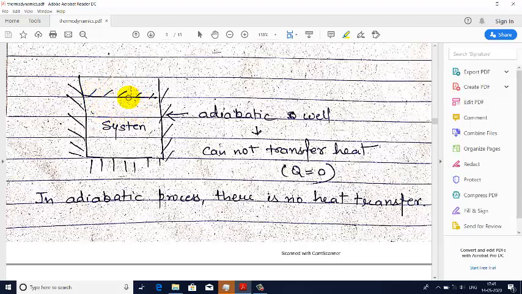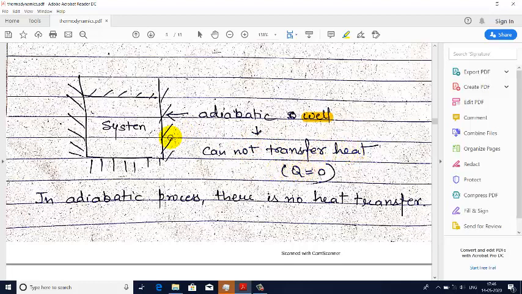In this lecture, I will first start with the adiabatic wall. What is an adiabatic wall? In the last lecture, I discussed a formula for work transfer in case of an adiabatic process. So I will further continue from that topic. So, adiabatic wall. Here it should be WALL, wall, not well. So correct it. An adiabatic wall is that wall which cannot allow heat transfer.